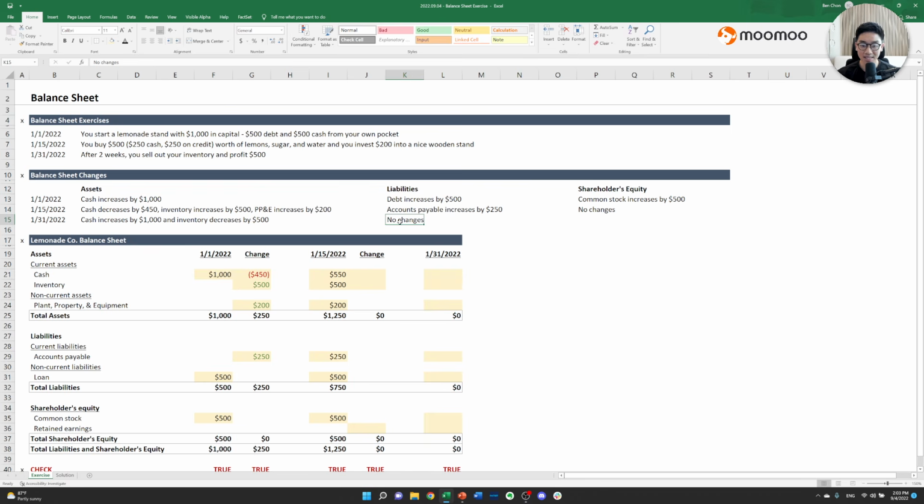Then for your liability section, there are no changes. And shareholders' equity, this increases by $500 because if you remember the formula, it's your previous year's retained earnings plus net income minus your dividends paid.